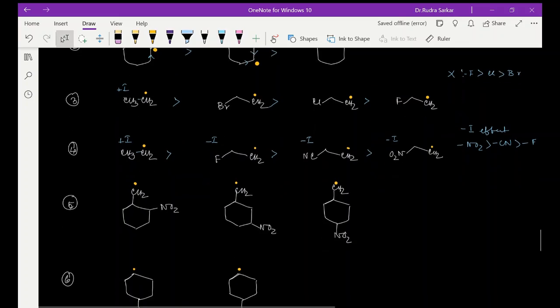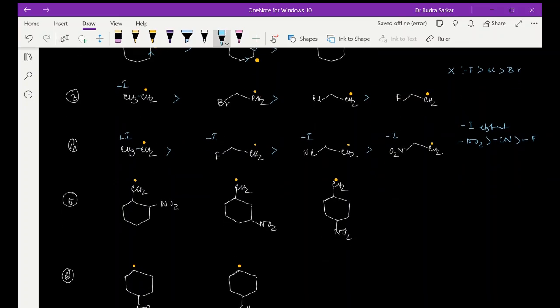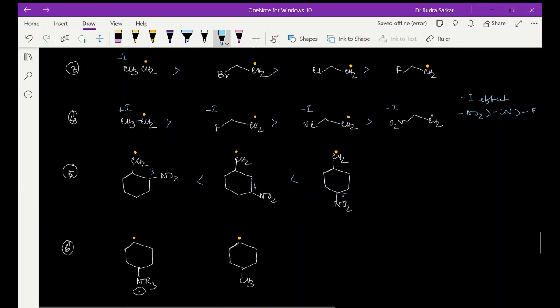We know that the minus I effect falls with distance. So with respect to this carbon, we can say this is 1, 2, and this is the 3 position. This is the 4th position, and this is the 5th position. So that way we can say that as the nitro group moves away from the radical center, its stability should increase. So obviously we will say the last molecule will be more stable than the second, which is going to be more stable than the first.